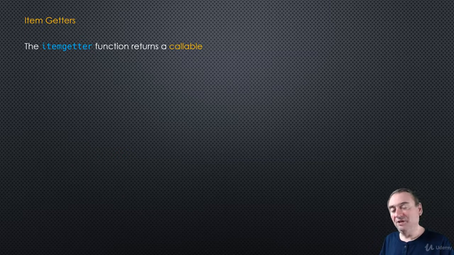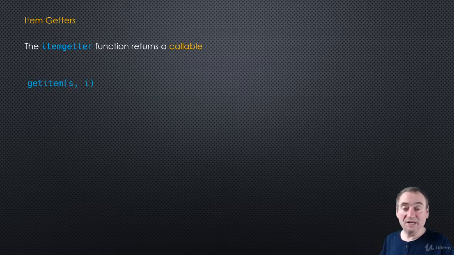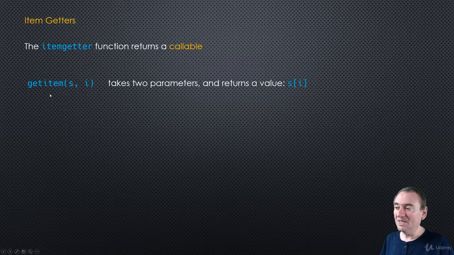Now, the item getter function is something that returns not a value, but it returns a callable. So what do I mean by that? Well, let's look at an example. Let's say that we create this. We say get item, and we pass in some sequence, and then an index value I. So it takes two parameters, right? So it's going to return the value s at I. That we just saw. That's what get item does.